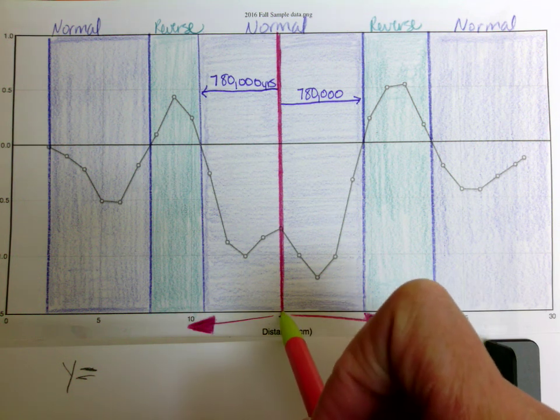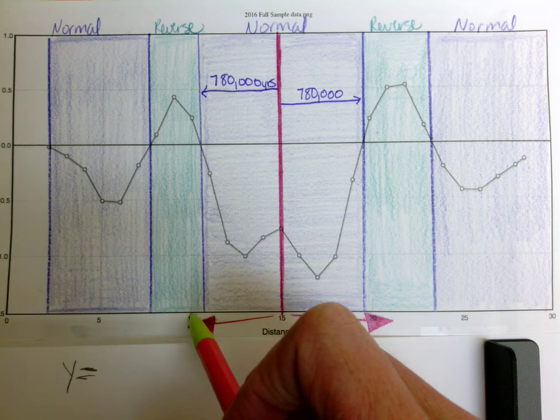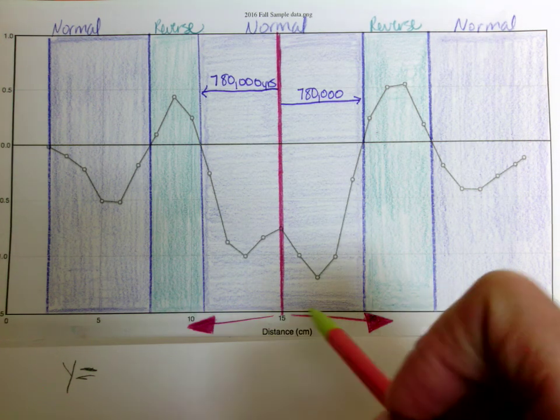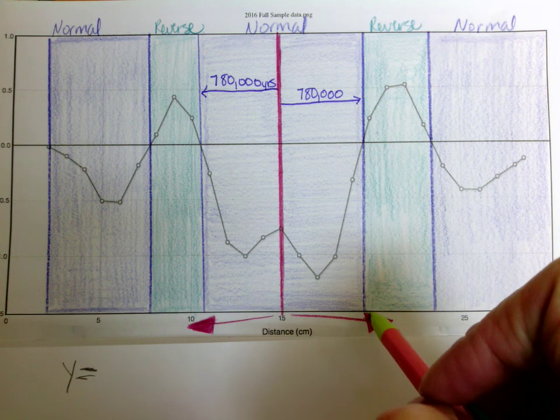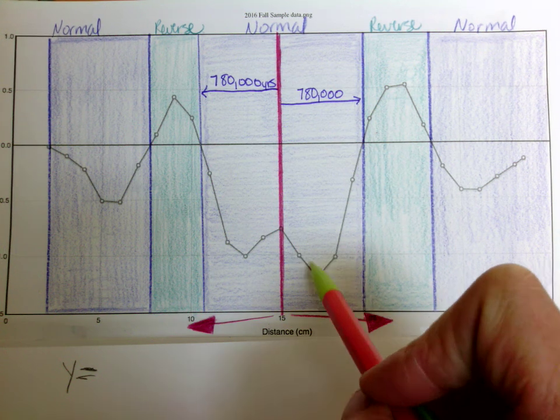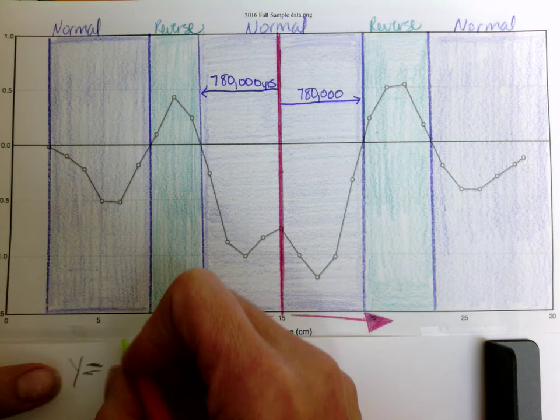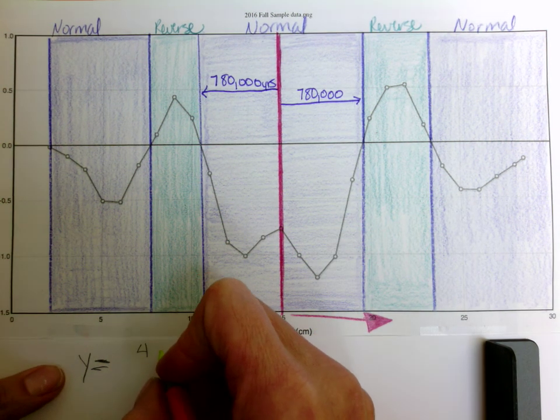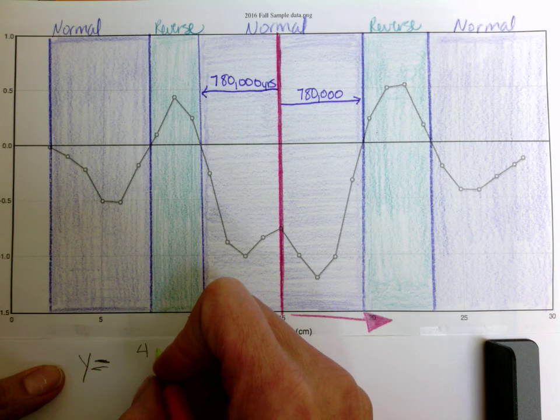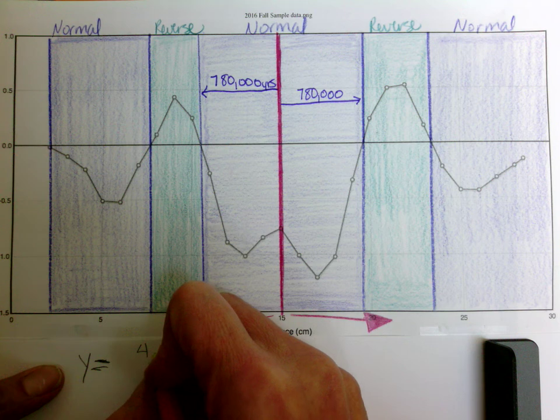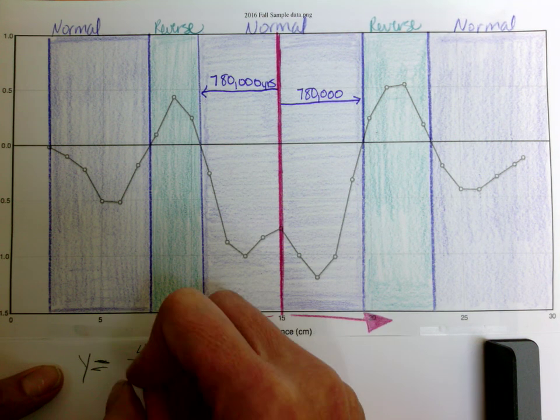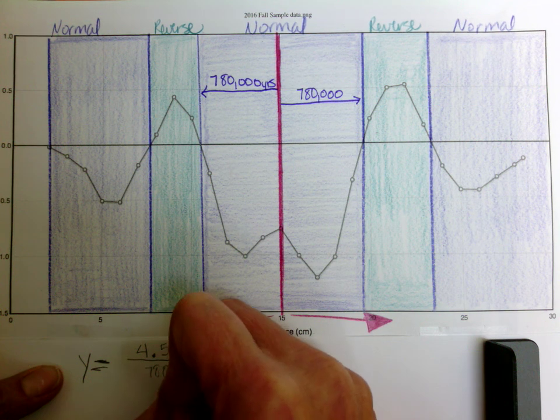So my mid-ocean ridge falls right at 15 centimeters. It's not quite all the way to 10, so that's about 4.5 centimeters. If I go to the right, it looks like it's about the same. There's 20, and it's not quite all the way to 20, so it's about 4.5. So I've got about 4.5 centimeters. But if you look on your lab, it says the scale is 1 centimeter equals 1 kilometer. So 4.5 kilometers, and the time it took was 780,000 years.